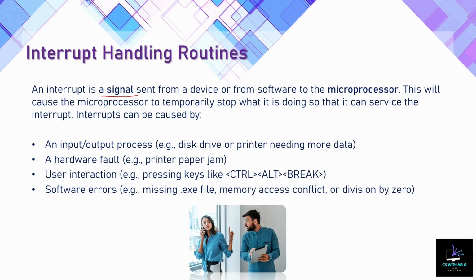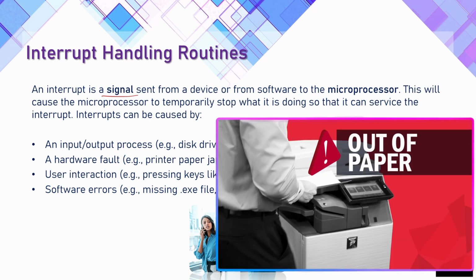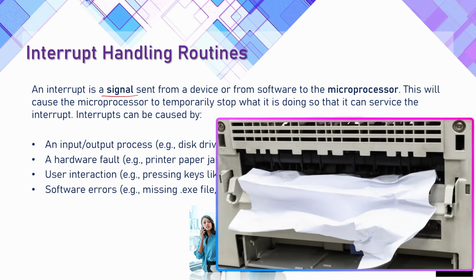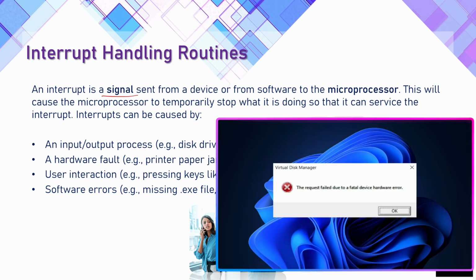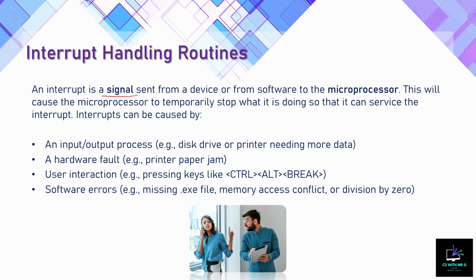Also things like hardware faults. If a piece of hardware connected to the computer has a problem, such as a printer running out of paper, or paper getting jammed in the printer, or just any kind of hardware problem that a device might have, a message will display on the screen as the CPU will have received the signal and is telling the user that there's a problem and then giving them the options to do something about it.